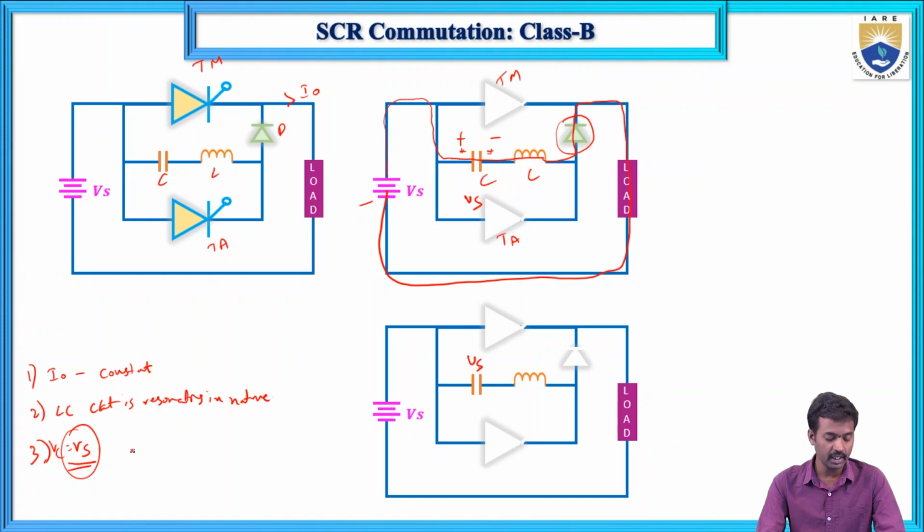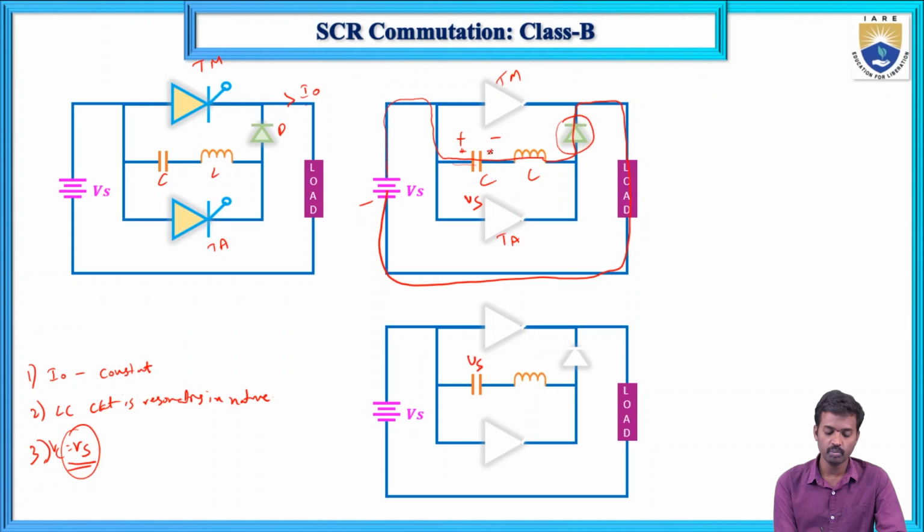So these are the three assumptions. The first one is that the load current is constant, that is, the load is highly inductive. The LC circuit is resonating in nature, and the capacitor voltage is Vs.